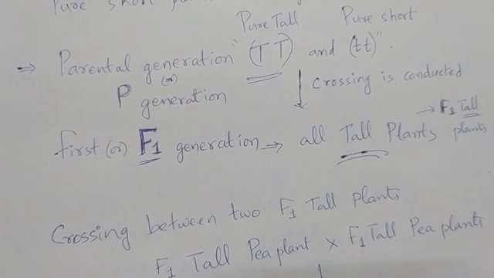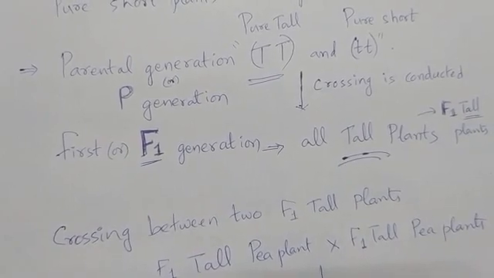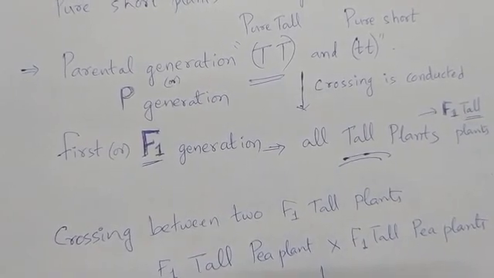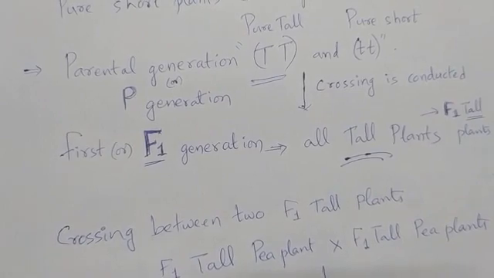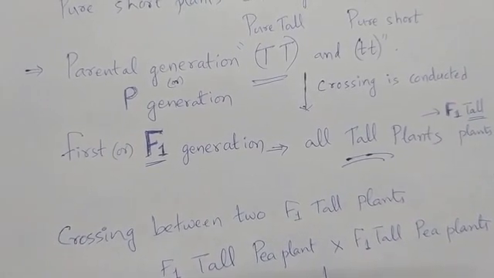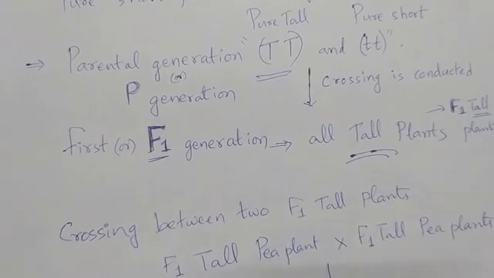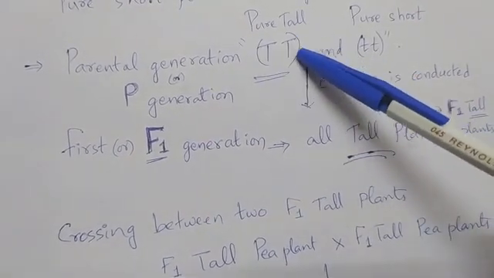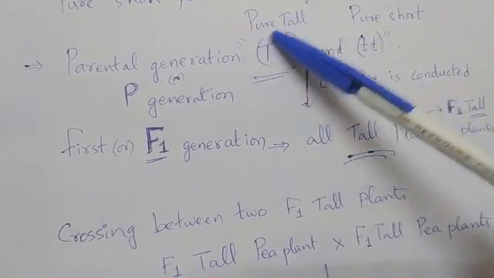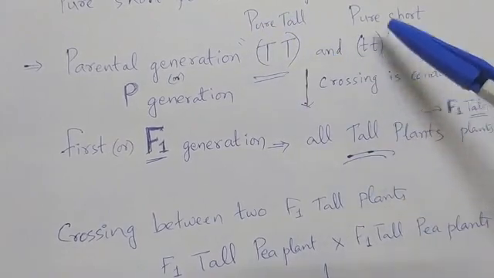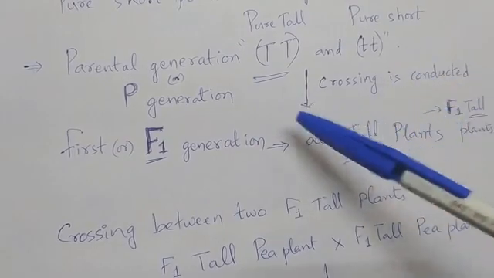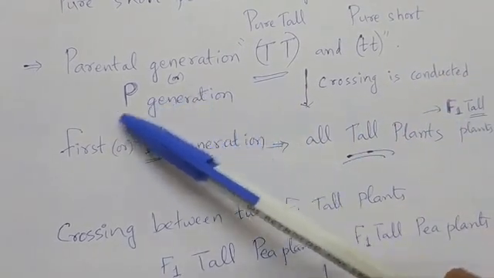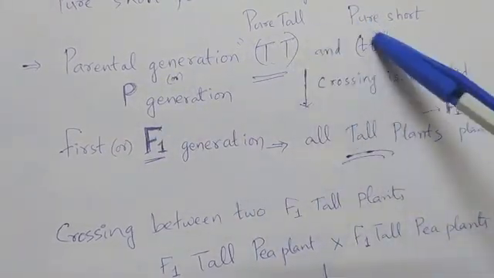Now coming to the cross. First, parental generation. Pure tall, that is capital T, capital T, and pure short, small t and small t. So this capital T is explaining pure tall. And this small t is explaining pure short. So P generation means parental generation. These two are parental plants.